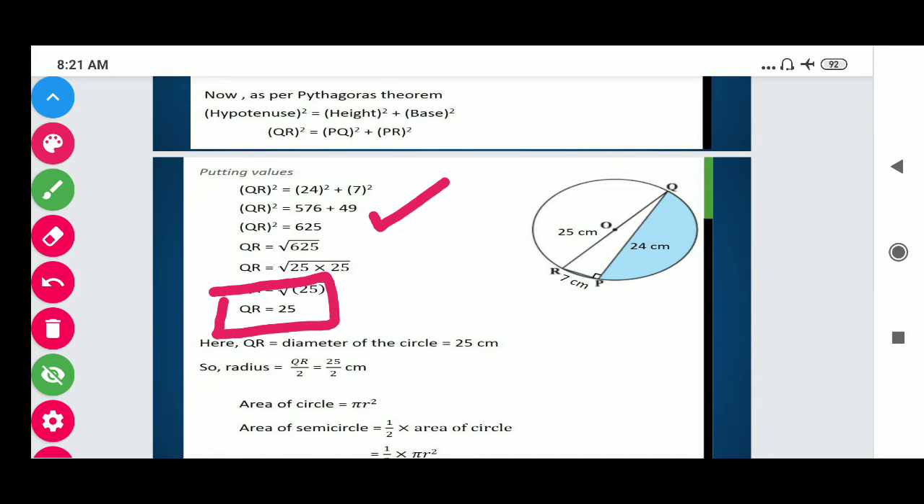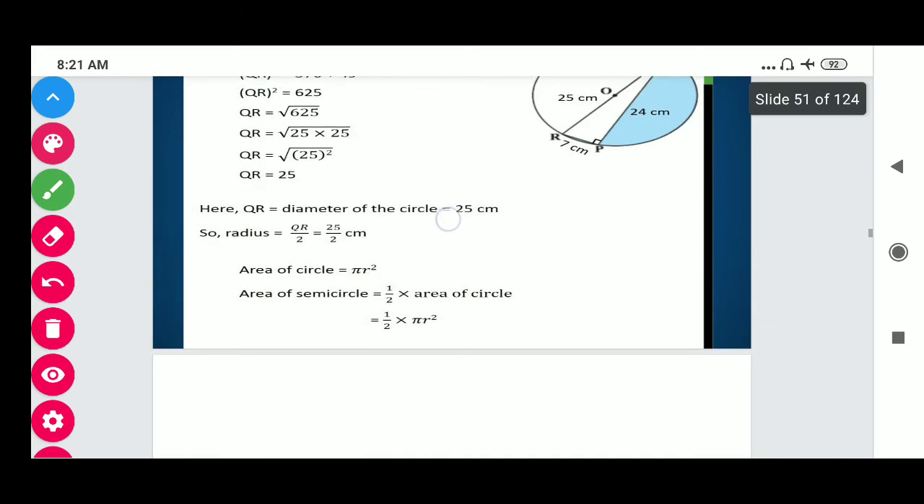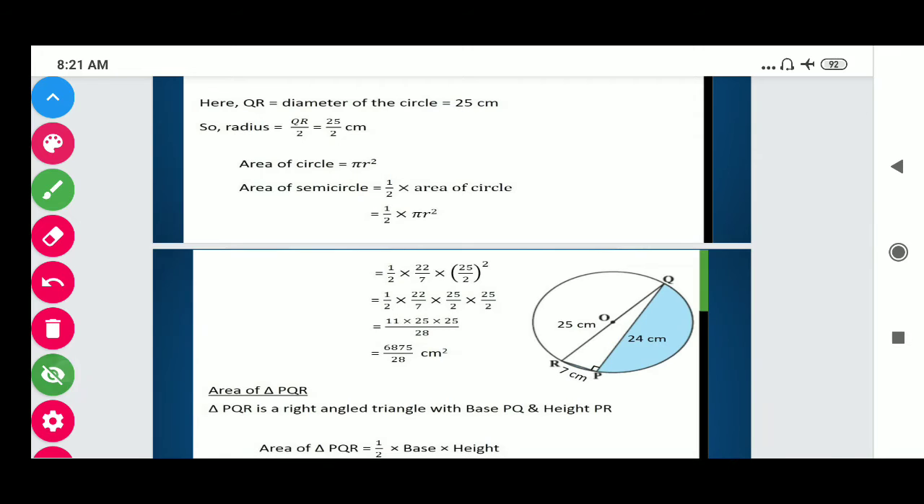Now students, we need to find the area of shaded region. For that, we first find area of right angle triangle and then area of semicircle. So for that, area of circle is pi r square. So area of semicircle must be 1 over 2 area of circle. So by using the value of radius, on simplifying this we get 6875 over 28 square centimeter.